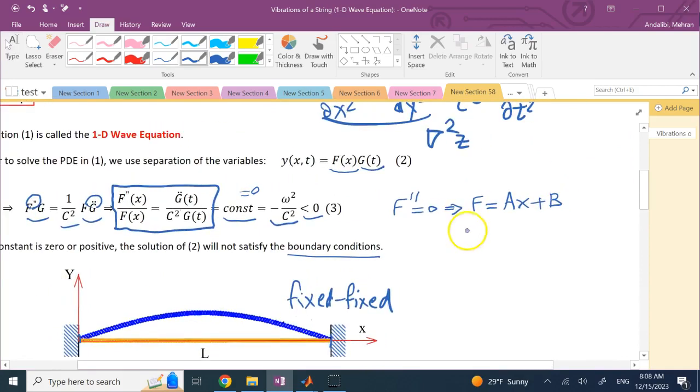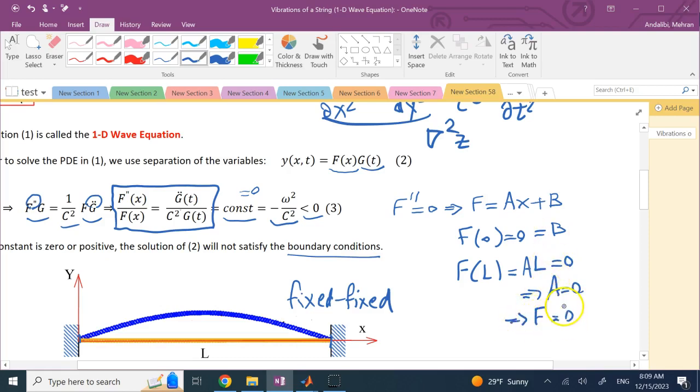Now, could that be a possibility here? If you plug in f at 0 equals 0, that means b is 0. And then f at L, once b is gone, is going to be a times L. If this is 0, L is not 0, so a is 0. And if both a and b are 0, that means f is 0. And if f is 0, that means y is 0. And that's not a solution. We might call it a trivial solution. So that's not a possibility. A line with a non-zero slope is not a possibility.